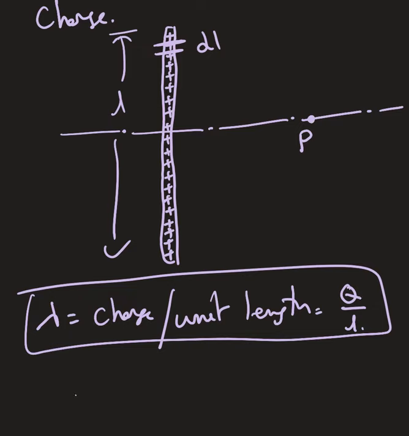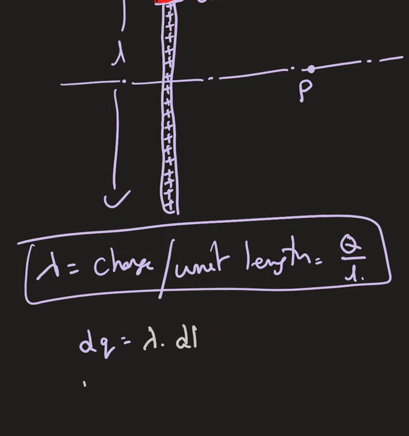Now in dl, I'm going to define a small amount of charge dq, which is the charge placed in this area, in the dl length. I'm going to define that as dq equal to lambda, the total charge per unit length, times dy, or dl in this case.